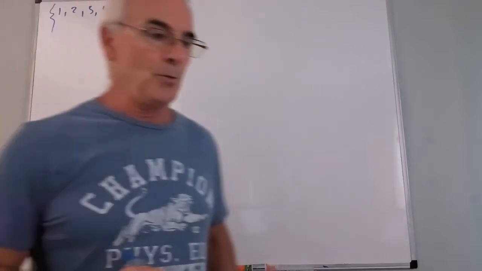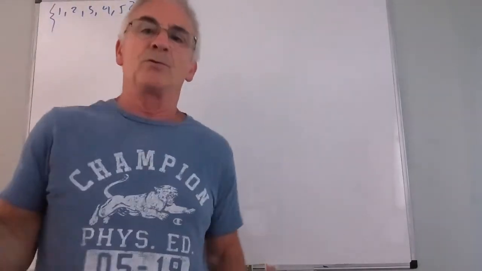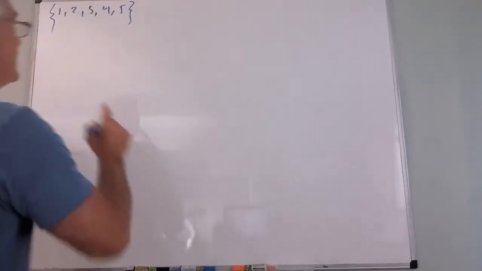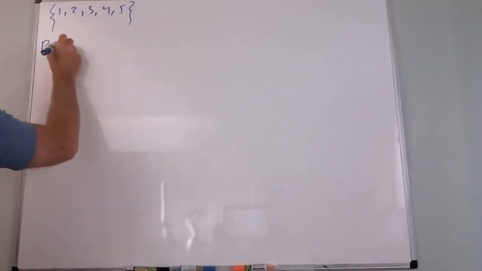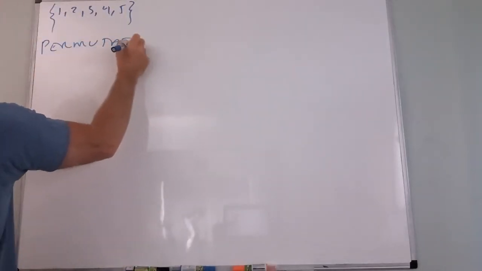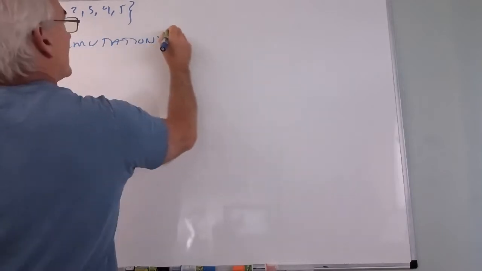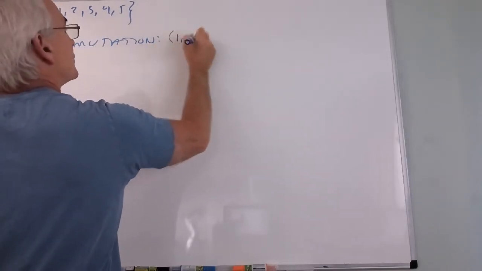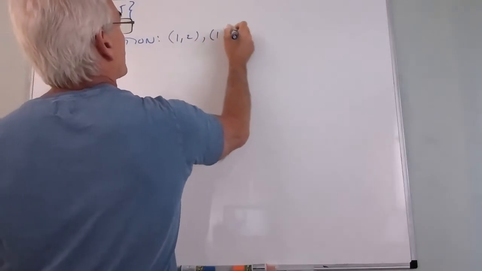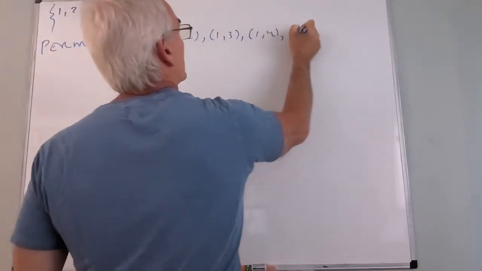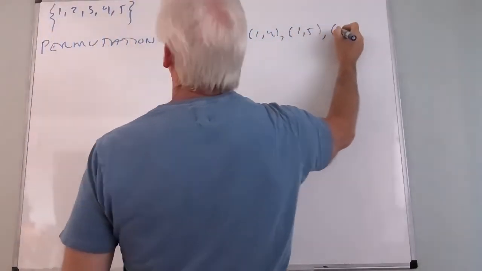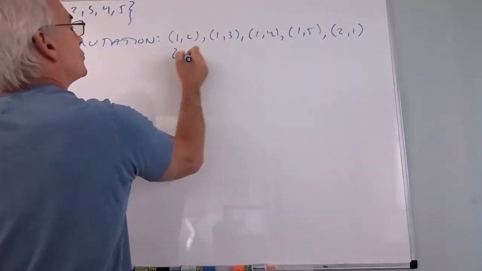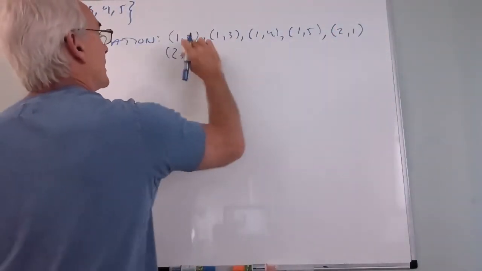And if I said to you, let's just say we want to put 2 numbers together. Well, if it's a permutation, we know that I could do this. I could go 1, 2, 1, 3, 1, 4, 1, 5, 2, 1, 2, 3. I'm sorry, not 2, 2.